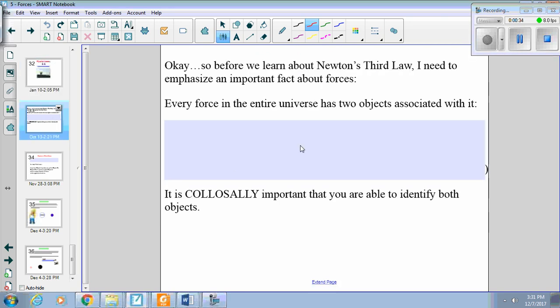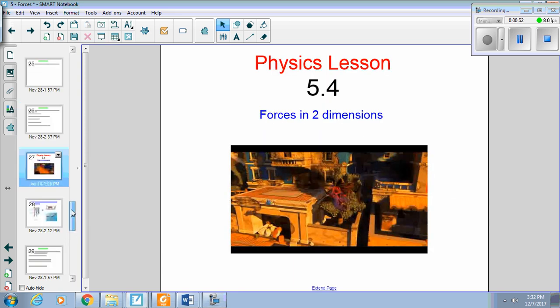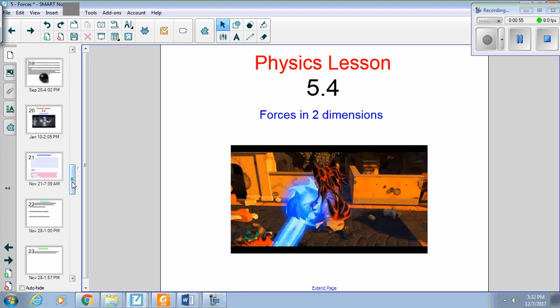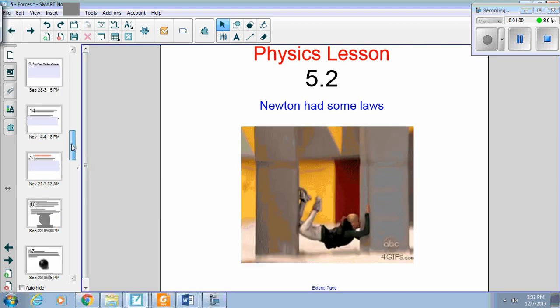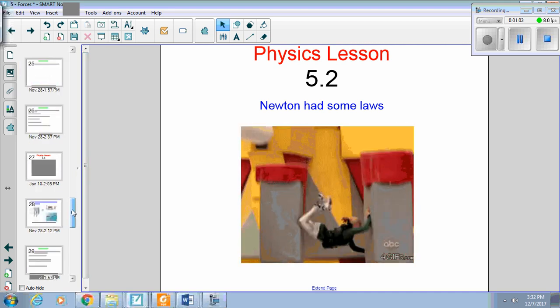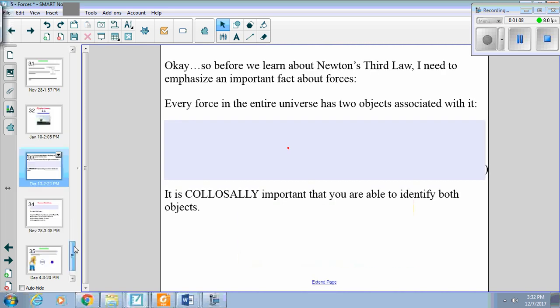And it's very important to note what object is being pushed or pulled, and to be able to make our free body diagrams. So, if you are struggling with free body diagrams, please review our 5.4 as well as our initial 5.2 when we start talking about these and we start drawing all of our forces. Otherwise, I'm going to go ahead and assume that you are set with free body diagrams, or at least partially.